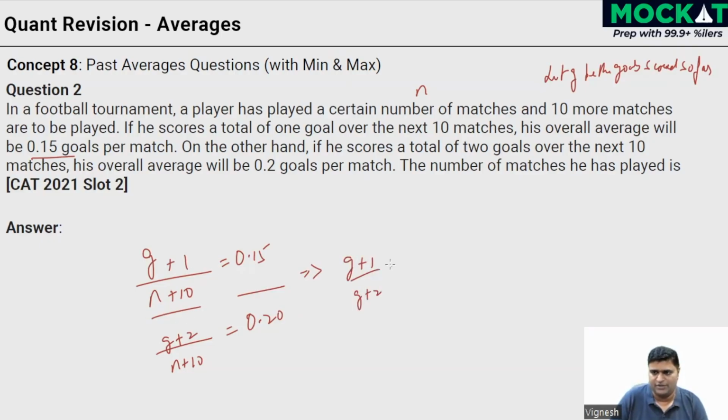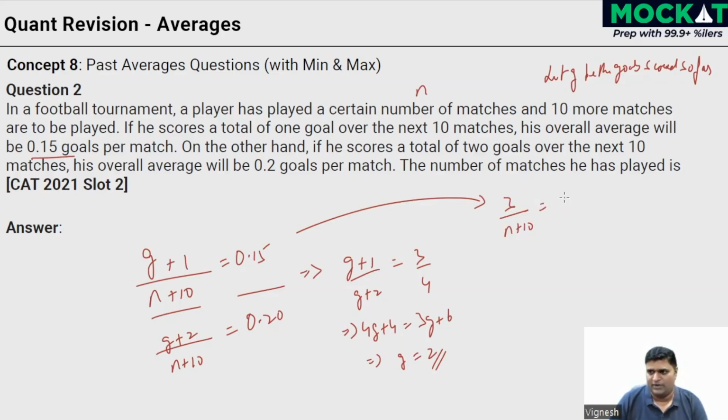G plus 1 by G plus 2 equals 0.15 by 0.20, 15 by 20, which is 3 by 4. And I get 4G plus 4 equals 3G plus 6. And I get G equals 2. G equals 2 is done. Plug it back over here. G equals 2. 2 plus 1 is going to be 3 divided by N plus 10 equals 0.15. 0.15 is 15 by 100, which is 3 by 20. Cancels. 20 equals N plus 10, N equals 10. And we get the answer 10 over here.